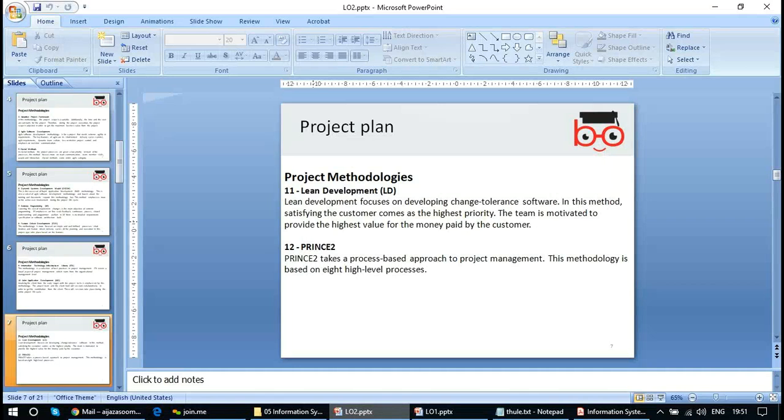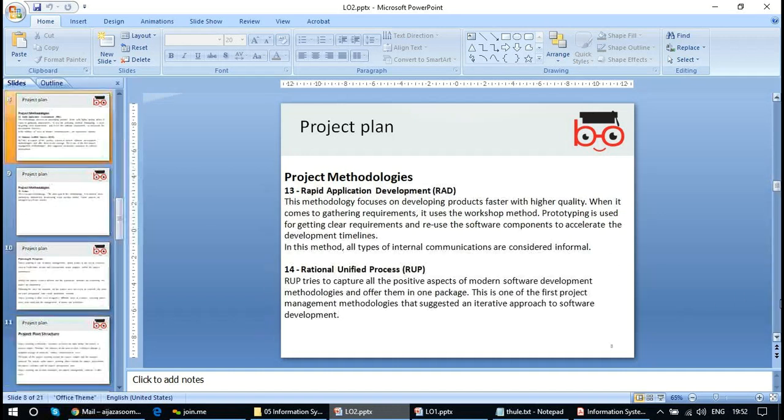Prince2 takes a process-based approach to project management. This methodology is based on 8 high-level processes. So this is also one methodology. I've heard of that one before as well. Actually, that's in use at the moment. That's been used, like Scrum and Prince2 and Extreme Programming. They are the most popular nowadays. Yeah, I've seen jobs advertised with those that say you need to be certified in them. Yeah, like in Scrum, Prince2.